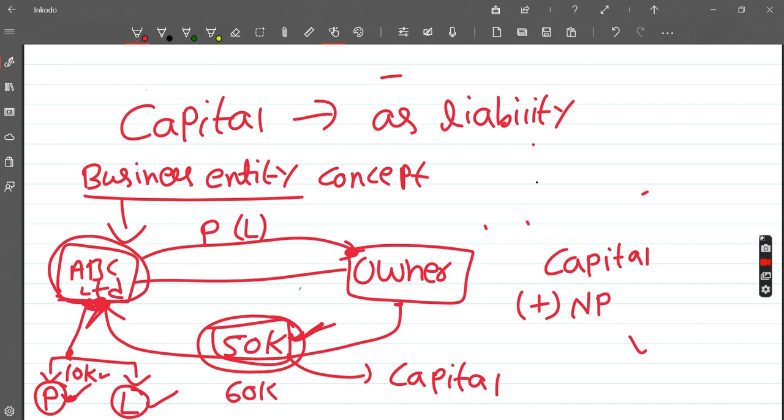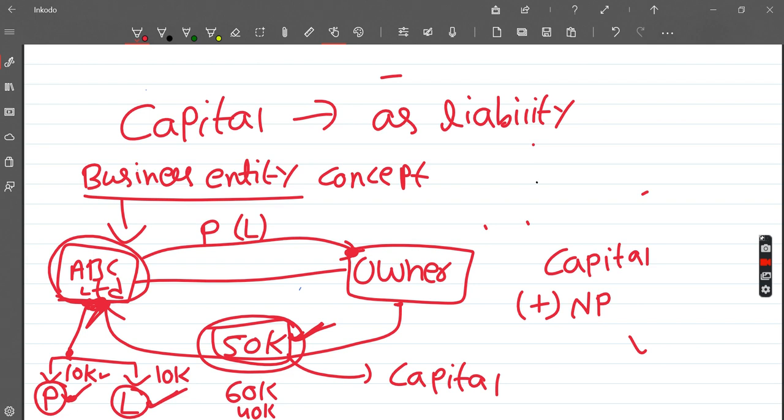Now let's say the company made a loss of 10,000. The owner contributed 50,000 rupees, and ABC Limited did business with that, but it got a loss of 10,000. So now the company is liable to pay back only 40,000 to the owner, not 50,000. According to the business entity concept, the business is different and the owner is different. That's why whatever money is contributed by the owner to the business is a liability, because it is liable to be paid back to the owner.